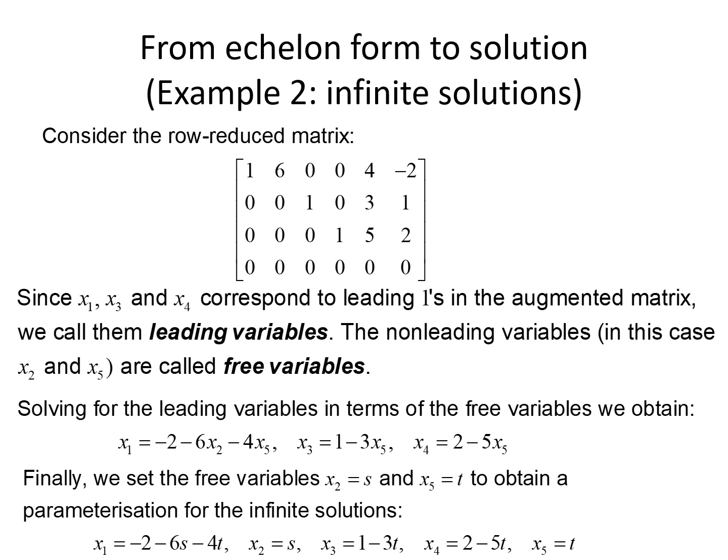x1 equals minus 2 minus 6s minus 4t, x2 equals s, x3 equals 1 minus 3t, x4 equals 2 minus 5t, and x5 equals t. So here you see the values of s and t are infinite. If you plug in infinite values, you may obtain infinite solutions for the variables x1, x2, x3, x4.